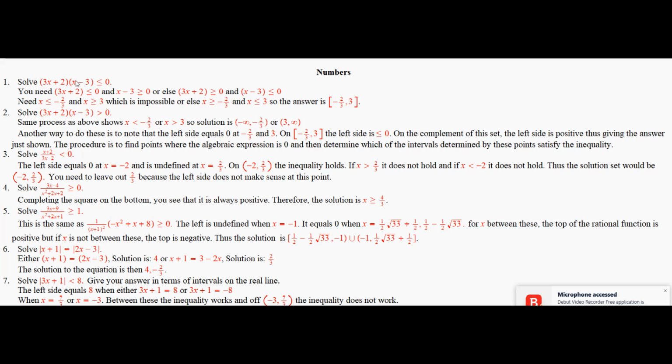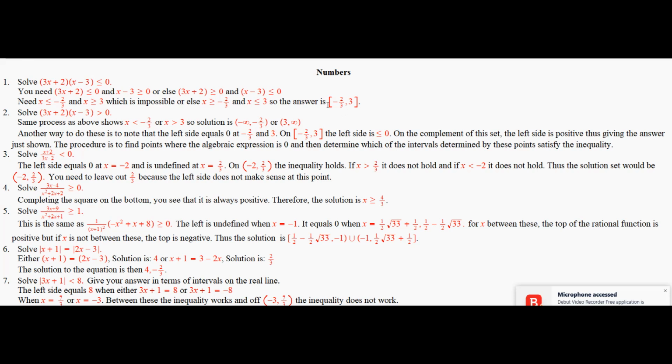Now this is equal to 0 at negative 2/3 and at 3. If I look at the closed interval from minus 2/3 up to 3, that works. The things in this interval cause the inequality to be true. For example, if I put in x equal to 0, then I would have negative and positive, so this would be negative.